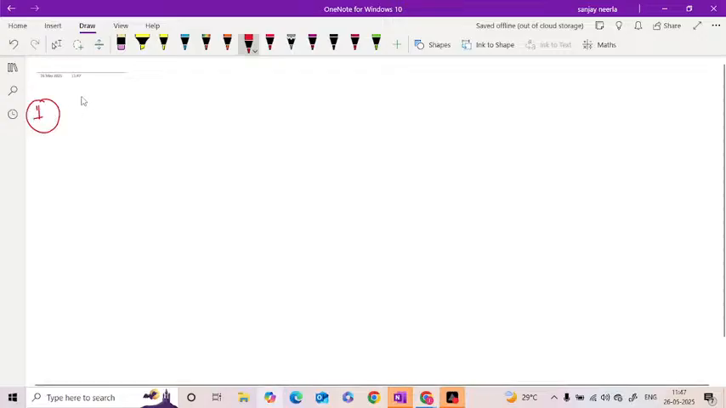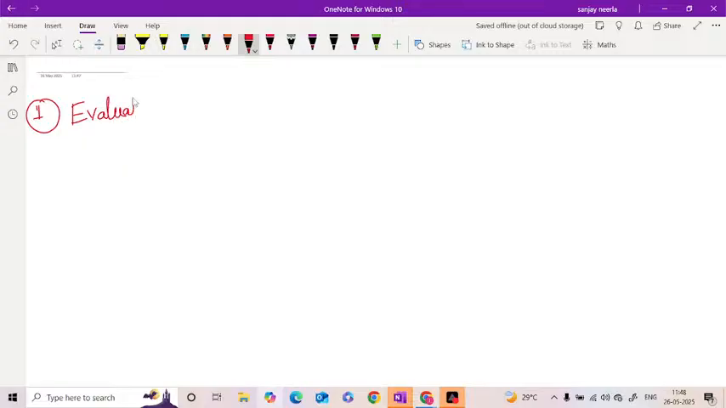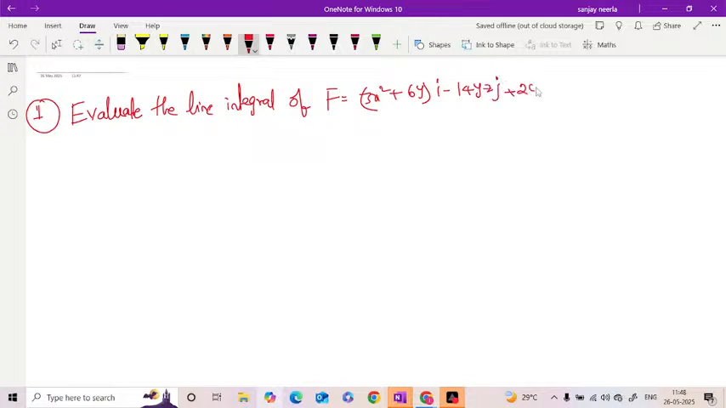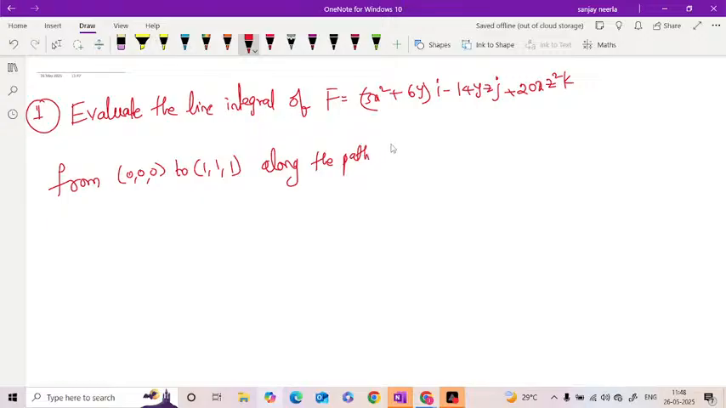Now we will see the two problems. So evaluate the line integral of our vector F, which is 3x square plus 6y i minus 14yz j plus 20xz square k, from the points 0 0 0 to 1 1 1 along the curve x is equal to t, directly given, and y is equal to t square, and z is equal to t cube. You just have to find the line integral.